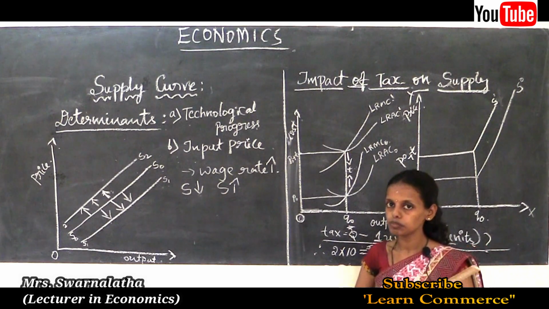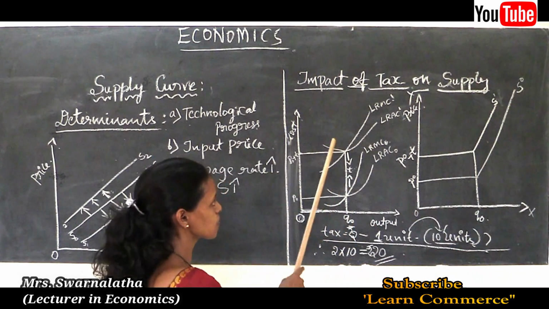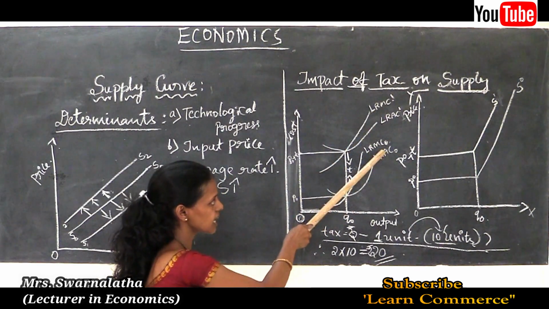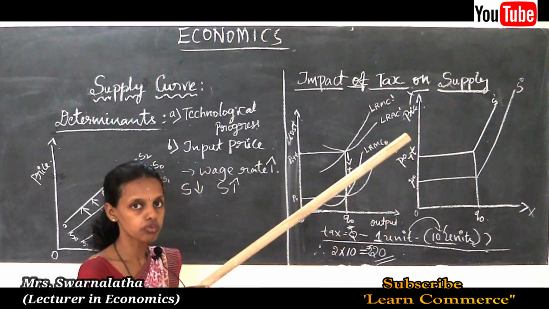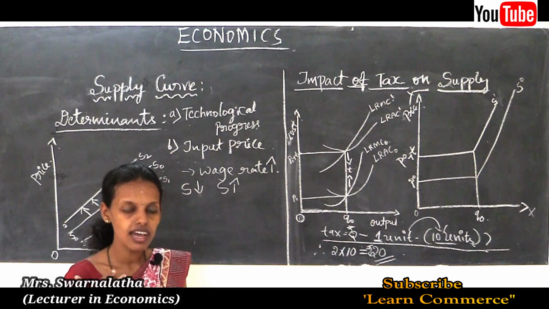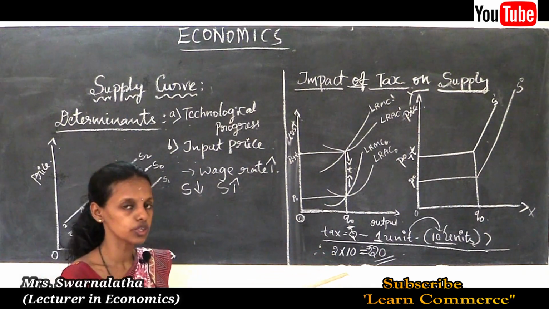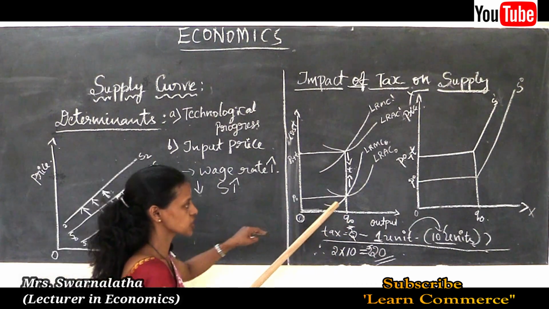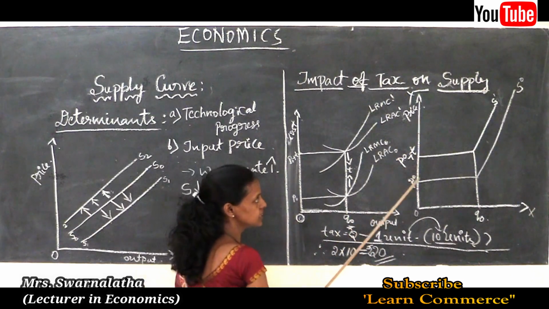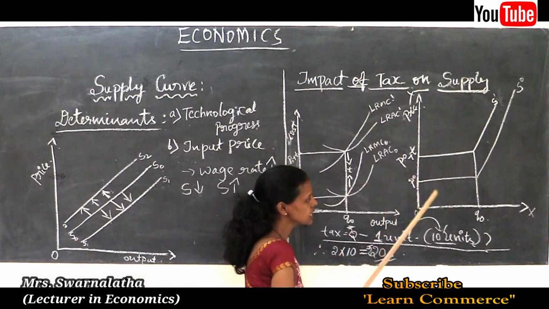This imposition of tax leads to the shift of the supply curves from LRAC naught to LRAC 1, LRMC naught to LRMC 1. What it shows is that the cost of production increases as the tax rate increases. Government imposes more and more unit tax on the production of goods when the production increases. The supply curve also shifts due to the impact of tax on supply.